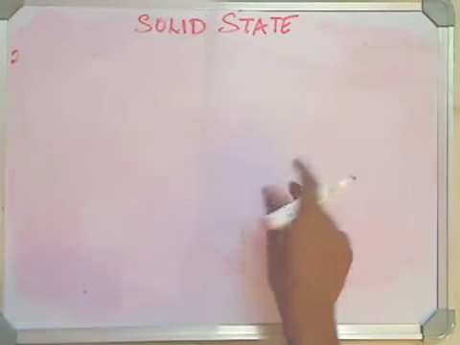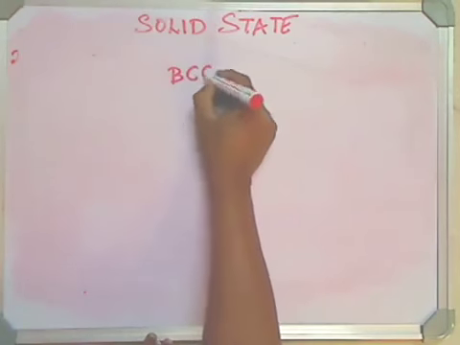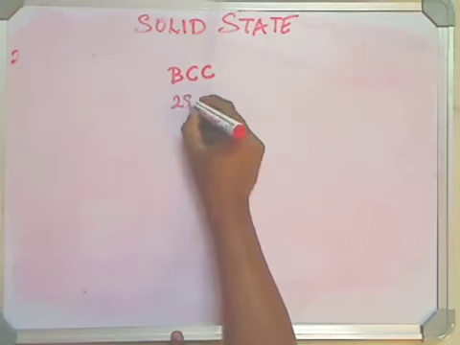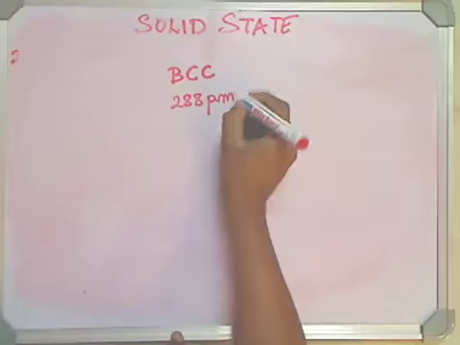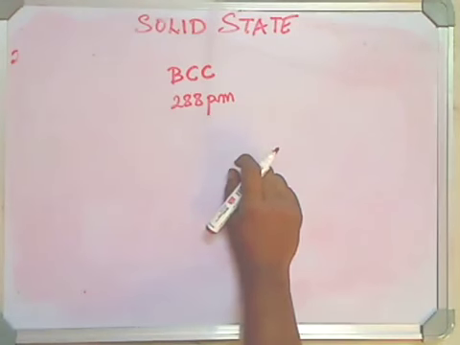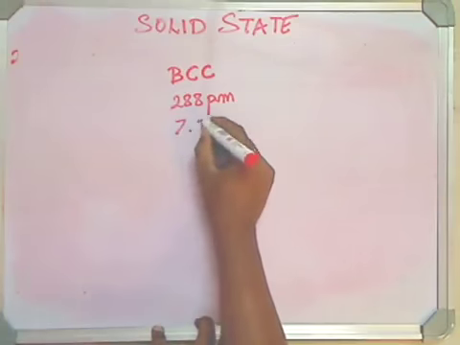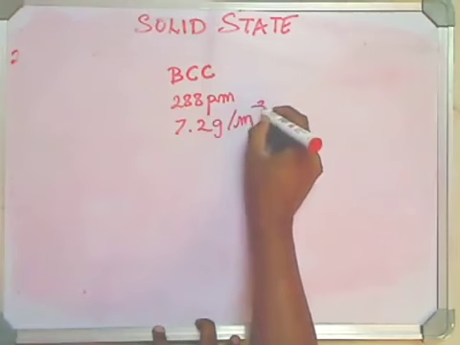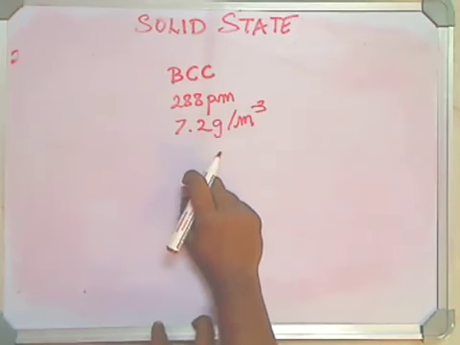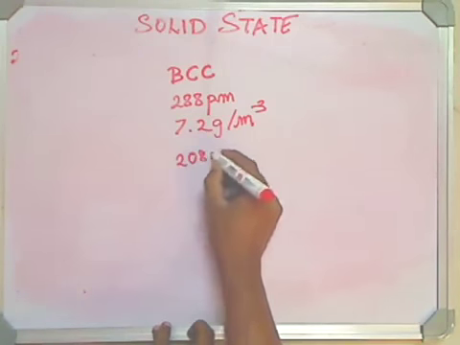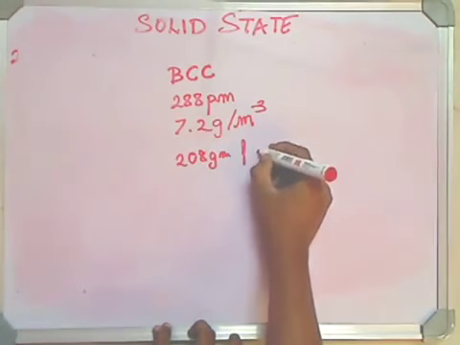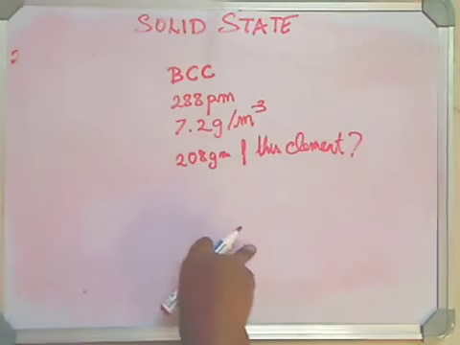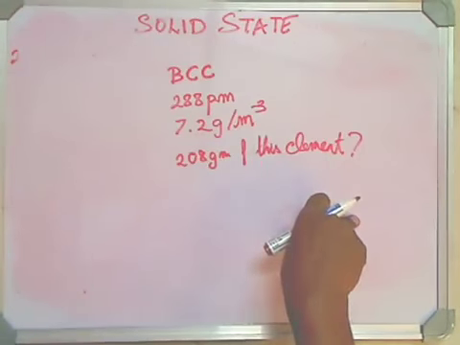An element has a BCC structure, BCC here with a cell edge of 288 picometer. The density of the element is 7.2 grams per centimeter cube. How many atoms are present in 208 grams of this element?